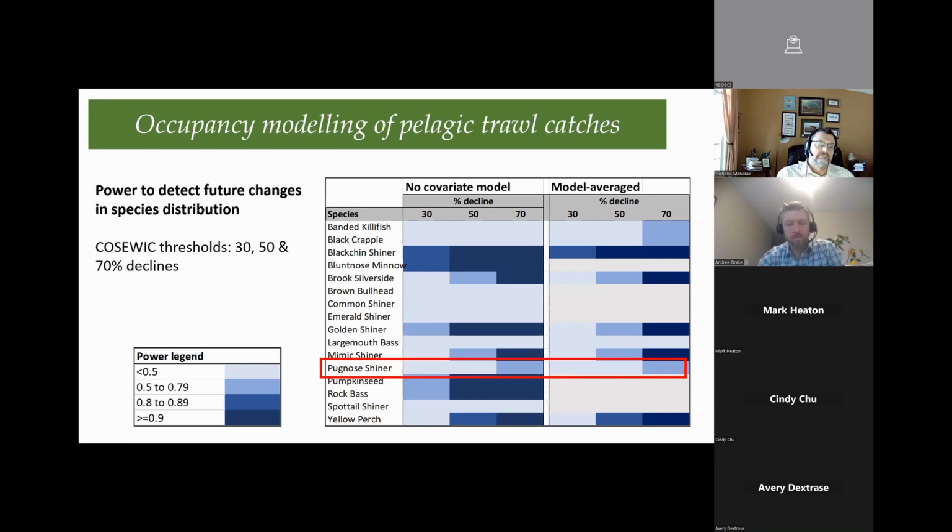And for some species, we have a lot of confidence. So like blackchin shiner, bluntnose minnow, we have a lot of confidence that we'll be able to detect further declines or increases in the distribution of species. Whereas something like the pugnose shiner, with our sampling design we're much less confident, whether that's an insufficient number of passes or that the species just isn't found in enough sites. And so that's a preview to a paper I'll be working to finish this year, of work that Al and I did together.